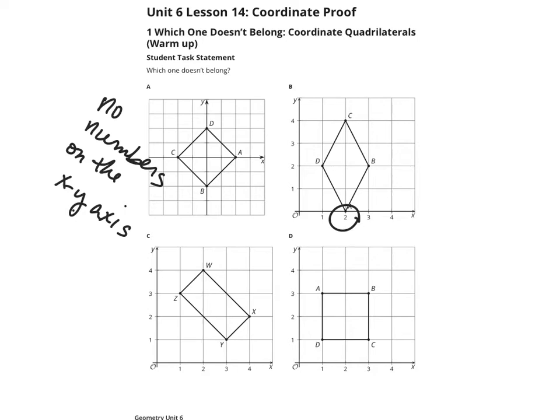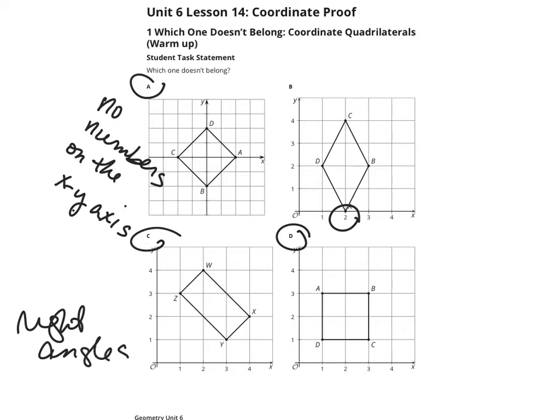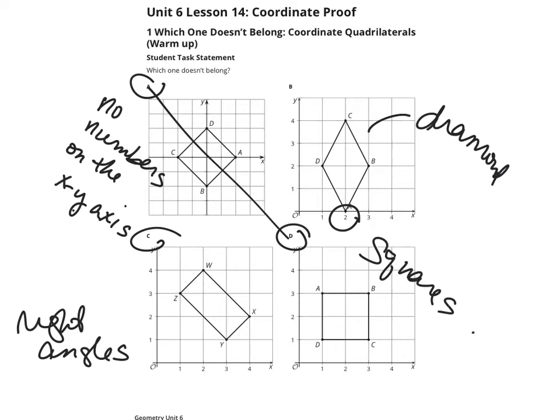Okay, I think that A, C, and D all have right angles. So I think B doesn't belong. It looks like a diamond. Diamonds don't belong. Okay, looks like A and D could possibly both be squares. Okay, here's the only rectangle, etc.